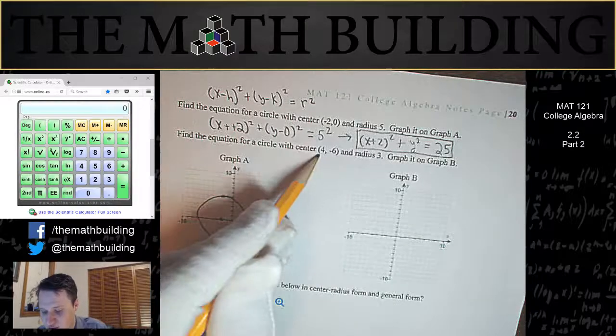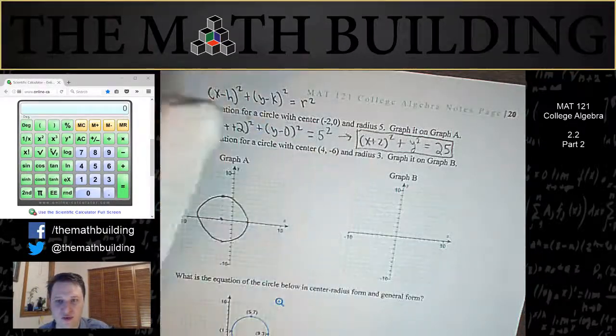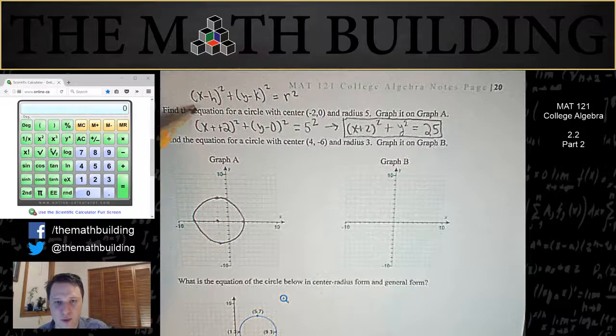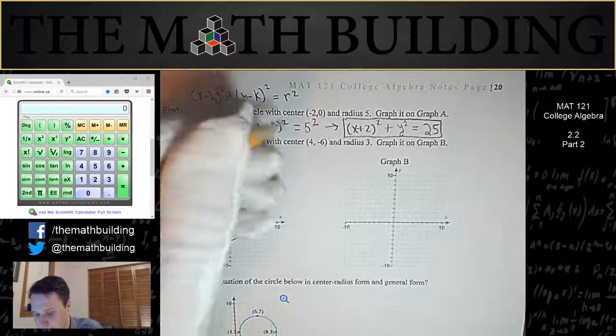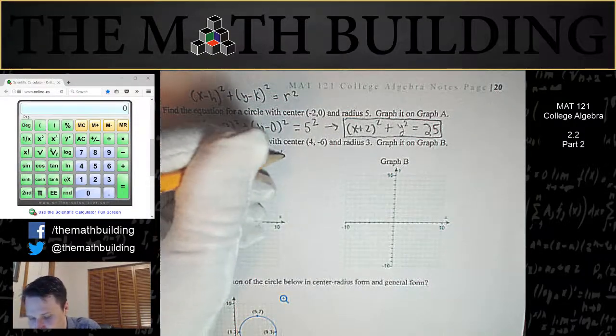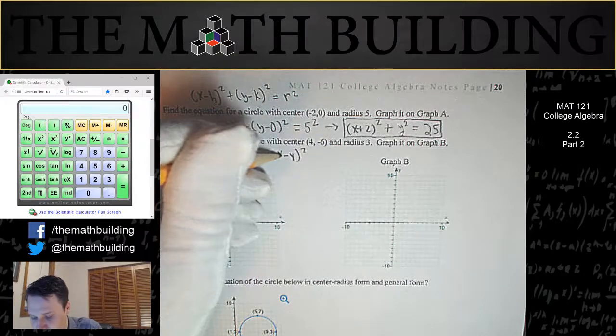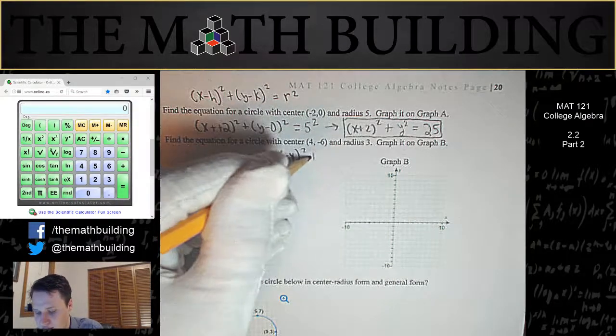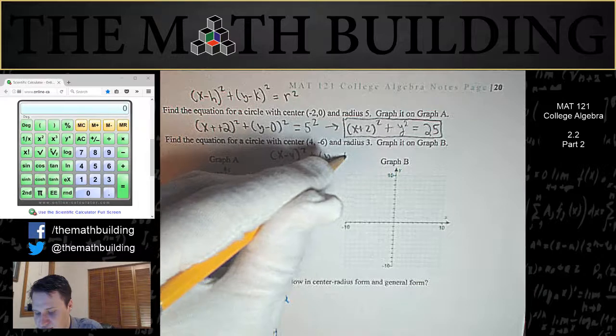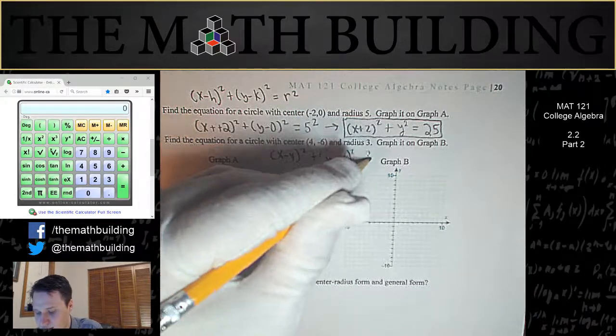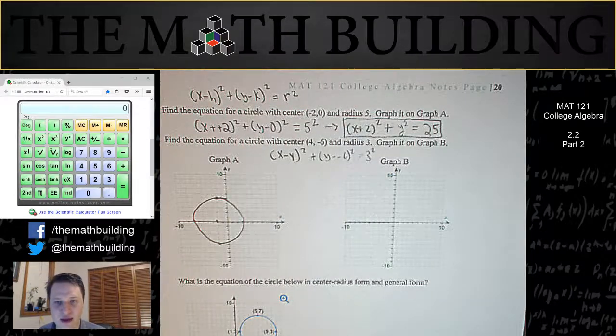So we have a center of (4, -6) and a radius of 3. So let's straighten our paper. We'll plug them back into this formula again. So the formula will be (x minus 4) squared plus (y minus -6) squared is equal to 3 squared. That's how you would set it up, by just plugging it into the formula.